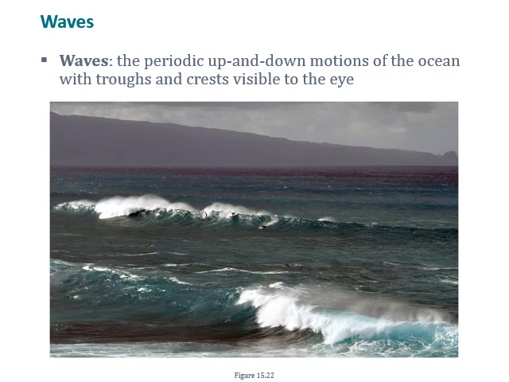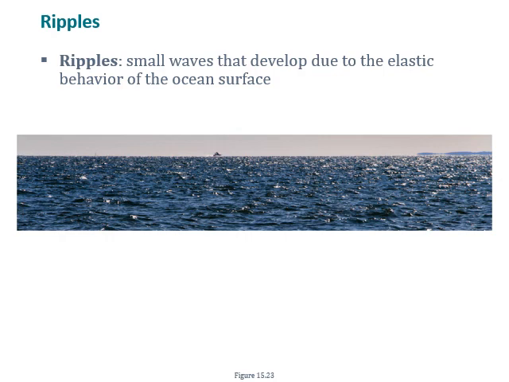Really, all a wave is the energy moving through the water. So there is some sort of force that has pushed energy through the water in a wave. Ripples are small waves that develop due to the elastic behavior of the ocean surface. So they're just tiny waves that result from wind or displacement from other water.